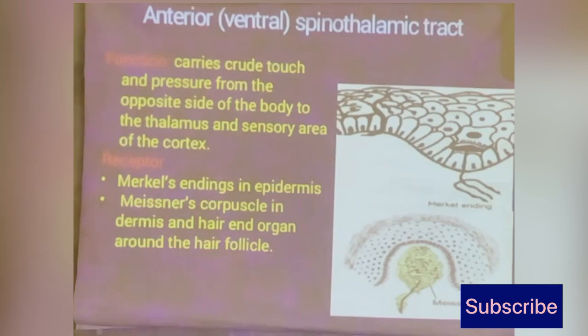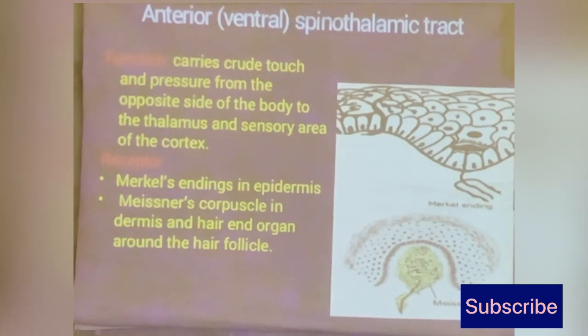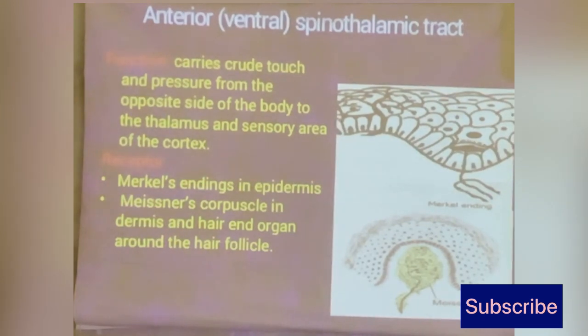So for those that carry conscious sensation, I discussed with you the lateral and anterior spinothalamic tracts. The lateral spinothalamic tract, as I told you, carries sensation for pain and temperature. The receptors that carry this information from our skin or from any part of the body are what we call free nerve endings. So the free nerve endings carry the sensation for pain and temperature through the lateral spinothalamic tract.